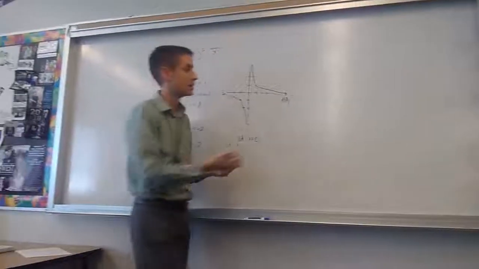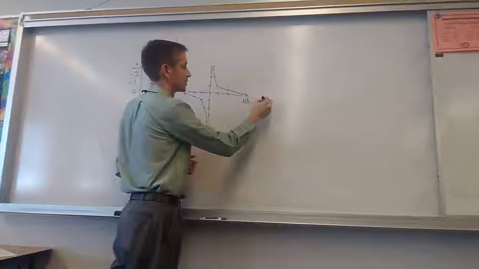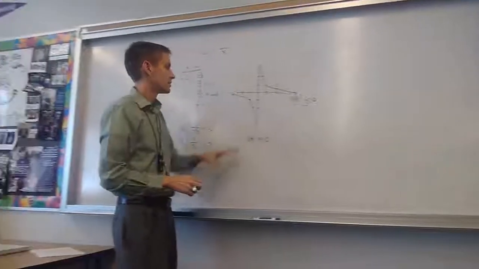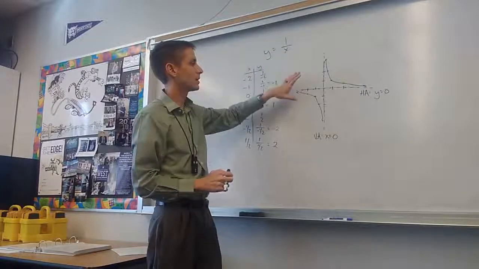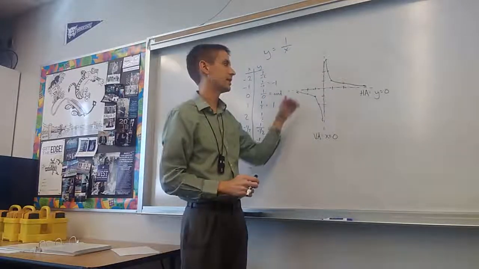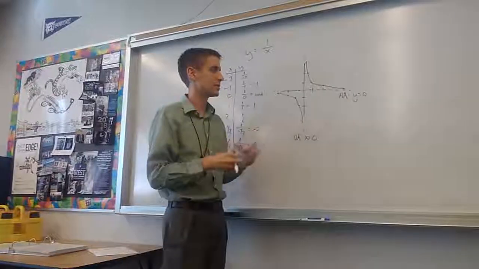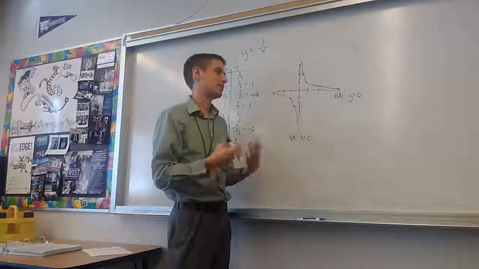So this would be our basic rational function, our 1 over x, that we can then use to transform left to right, up and down, reflect it, stretch it, and do all the transformations that we've done with the other functions. But in order to do that, we need to know what this basic shape looks like, and now we have that basic shape.